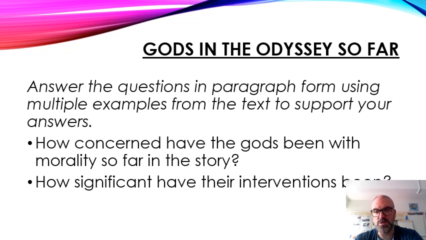Okay, so this is referring to the summer work that you've done so far. So books 1 to 5 of the Odyssey. And I'd like you to do a pretty solid paragraph on each, and I want you to refer to the text using crystal clear examples. And this is very much your opinion, but you need to back these opinions up by a factual reference to the text. How concerned have the gods been with morality so far in the story? So, in my opinion, blah, blah, blah, as highlighted by this event in book 1 or book 2 or book 3 or book 5, or whatever it is that you choose.